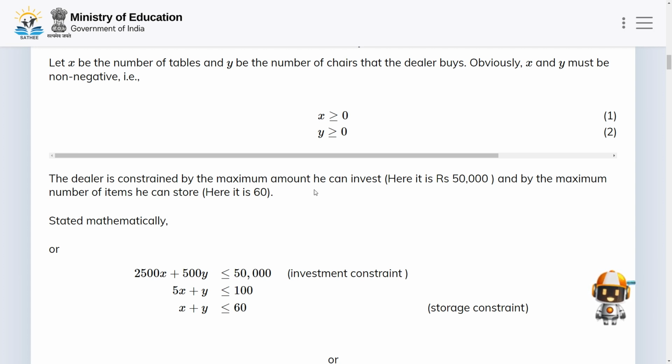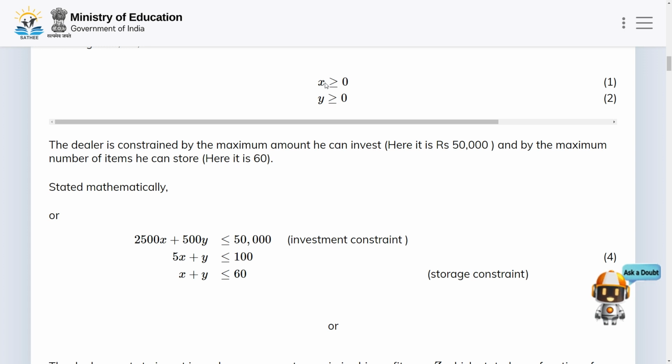And the investment constraint will be, as for each table he has to spend 2,500, and for each chair he has to spend 500 rupees. This means in total 2,500x plus 500y must be less than or equal to the total investment, which is 50,000. If you divide both sides by 500, you will get 5x plus y less than or equal to 100. So now you will have 4 inequalities, 2 from here and 2 from here.